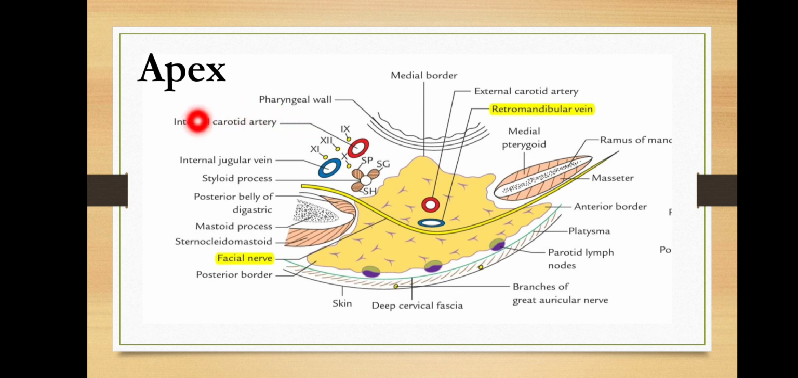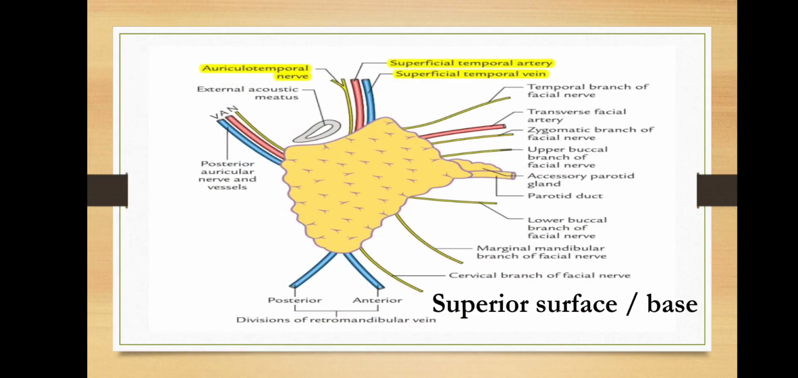Okay. So the apex is related to the retromandibular vein. Here you can see the blue colored structure, which is known as the retromandibular vein. The apex is also related to the facial nerve, which you can see going over there, the cervical branch of the facial nerve. So these two structures are related to the apex of the parotid gland. Right. So next we will look at the superior surface or the base.